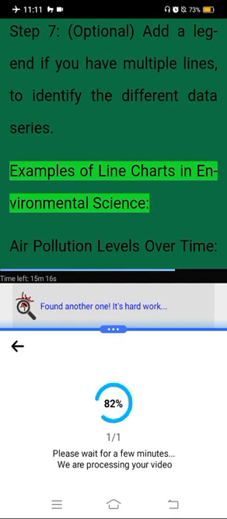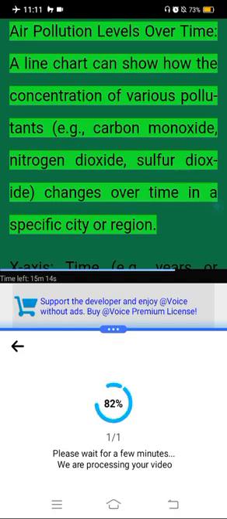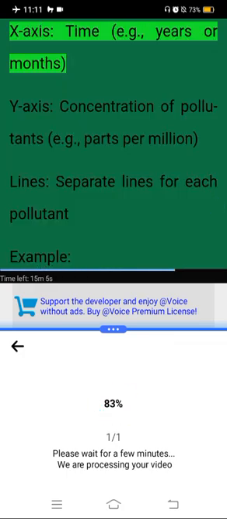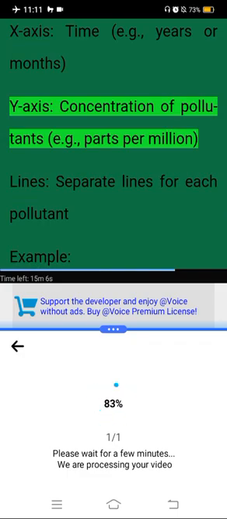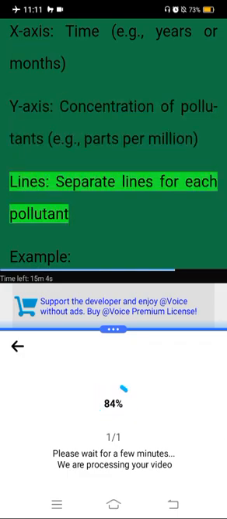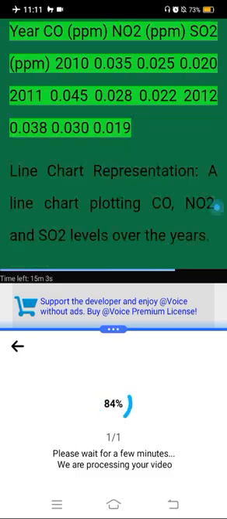Examples of line charts in environmental science. Air pollution levels over time. A line chart can show how the concentration of various pollutants, e.g., carbon monoxide, nitrogen dioxide, sulfur dioxide, changes over time in a specific city or region. X-axis. Time, e.g., years or months. Y-axis. Concentration of pollutants, e.g., parts per million. Lines. Separate lines for each pollutant. Example.